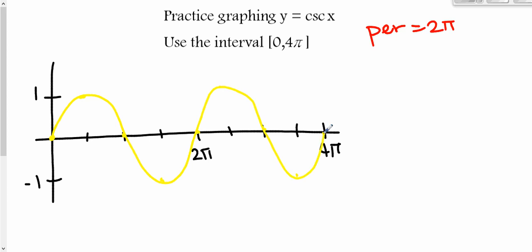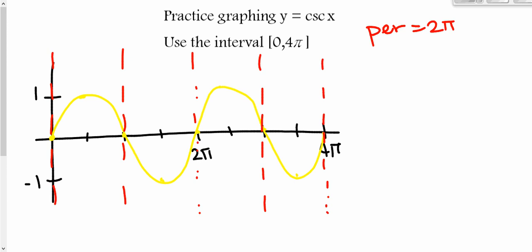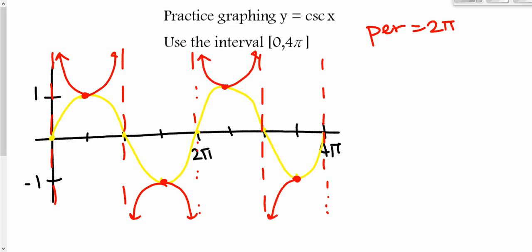Okay, now what we want to do is everywhere that that is 0, we put a vertical asymptote. Everywhere that that is 1, we put a 1. Everywhere that that is -1, we put a -1. Then we have curves going up and curves going down. That's how you draw cosecant.